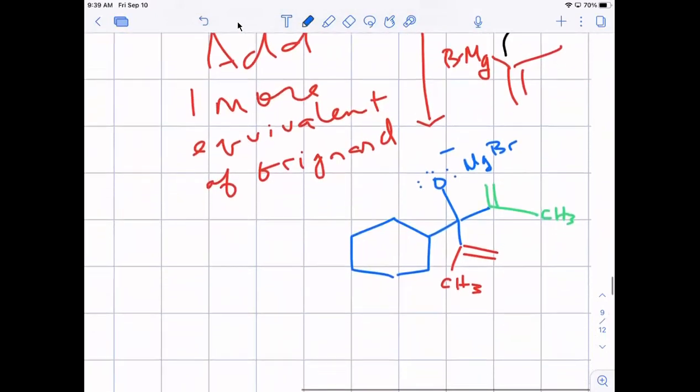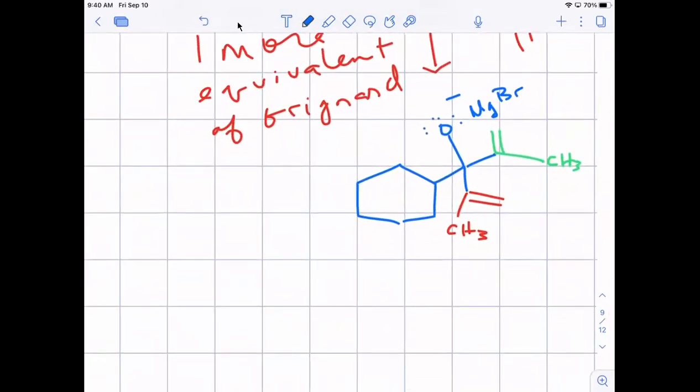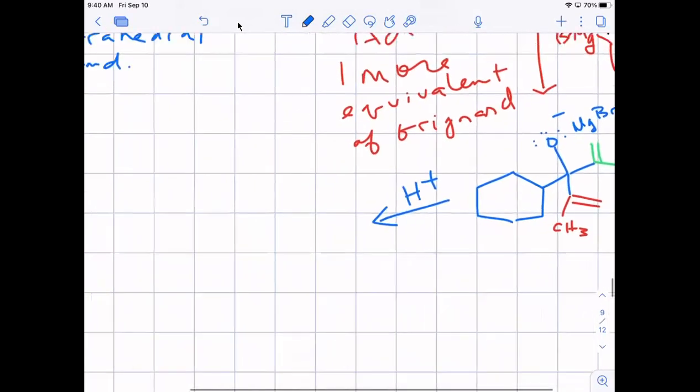Okay. And then all I do from here is quench it. Add in H plus. Whatever acid you want to use is fine. Something weak. And then when I add in H plus, I'm going to get out this tertiary alcohol.